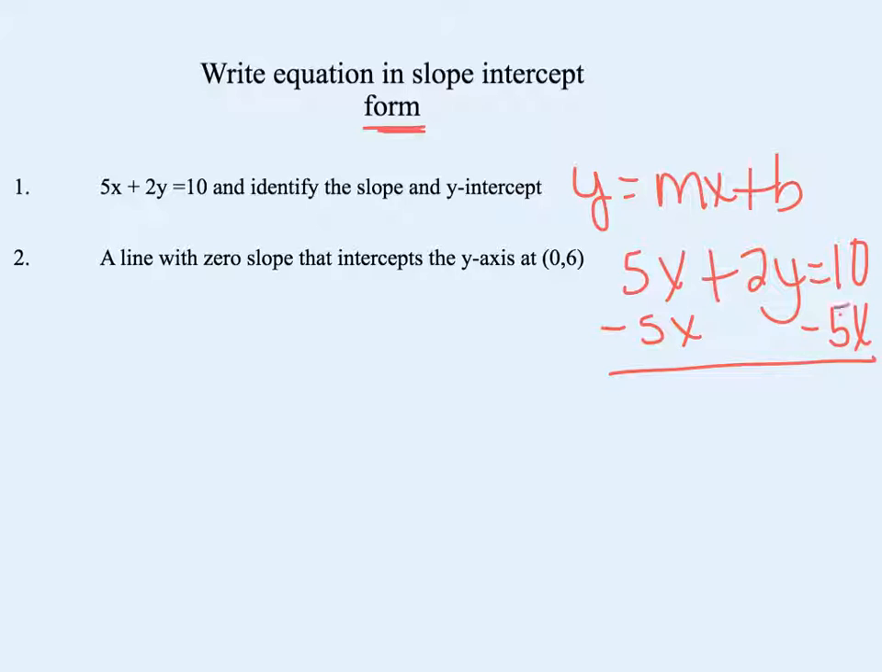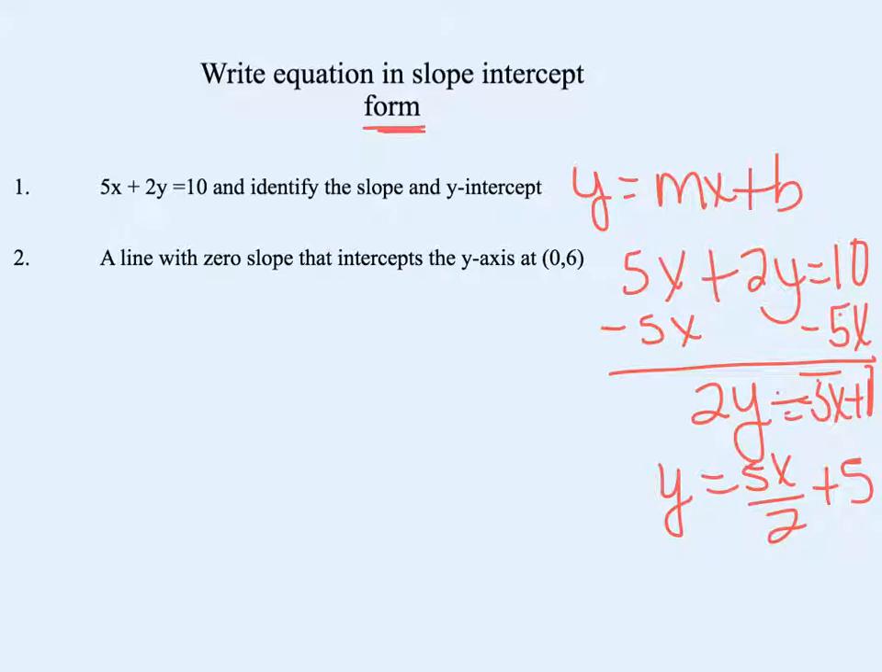When we subtract 5x from each side, we get 2y is equal to negative 5x plus 10. Then we're going to divide everything through by 2, and y is equal to negative 5x over 2, and then 10 over 2 would just give us 5. So that's the equation in slope-intercept form, and they want us to identify the slope and the y-intercept. So the slope, which is m, is equal to negative 5 over 2. And the y-intercept, which is the b, is equal to 5.